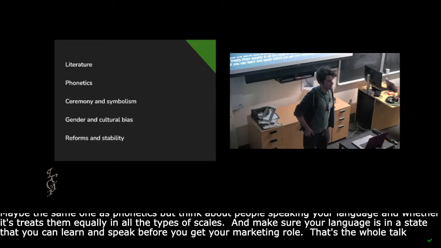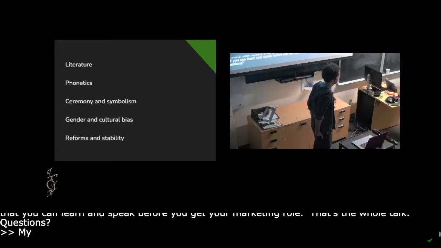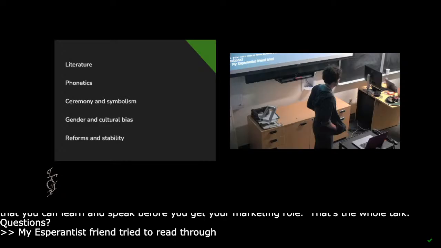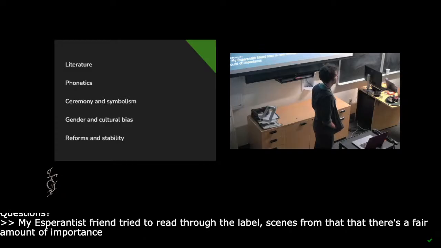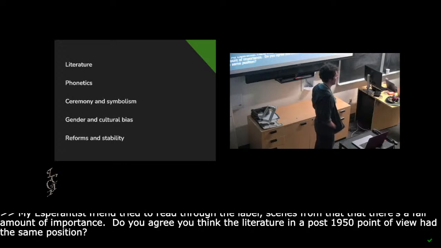Questions? I'll go first then. My Esperantist friend has been trying to read through the Baza Lego Listo. How fun. And it seems from that there's a fair amount of importance to canon even nowadays. I mean, would you agree? Do you think the literature from a post-1915 point of view has the same position? That canon is important?